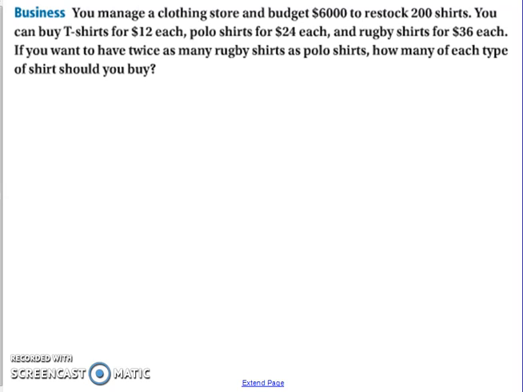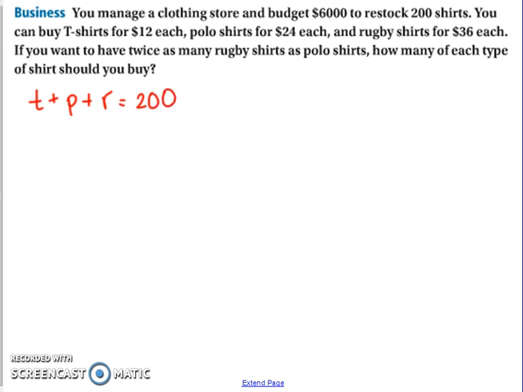So we know that there's t-shirts, polos, and rugbies. So let's call them T, P, and R. So t-shirts plus polo shirts. So these are the amount of. So the amount of t-shirts plus the amount of polo shirts plus the amount of rugby shirts has to equal 200 total shirts. So these are all the amounts of shirts.